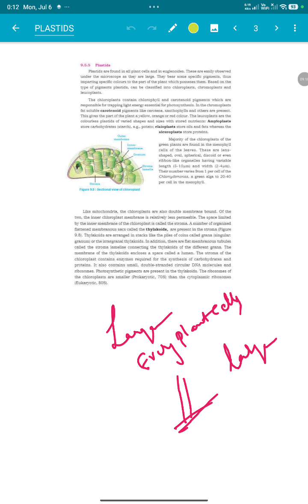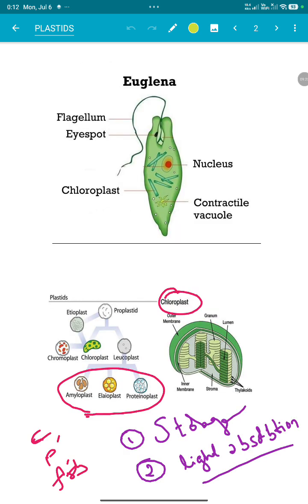The leucoplasts are the colorless plastids of varied shape and size which store nutrients. Amyloplasts store carbohydrates. Elaioplasts store oils and fats, whereas proteoplasts store proteins. As we discussed before, but these membranes will be phospholipid bilayer only. This is the phosphorus, this is the fatty acid tail. Okay.